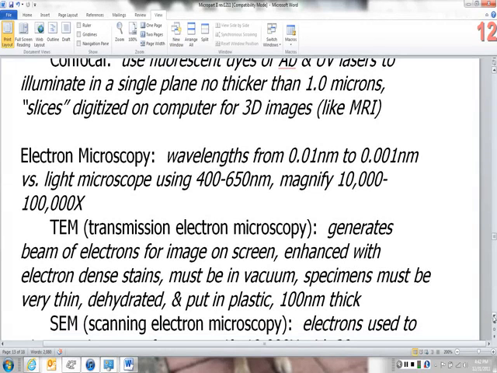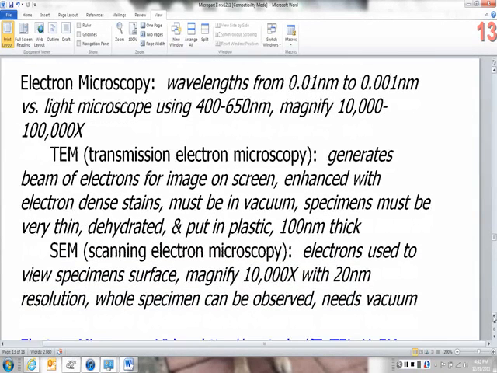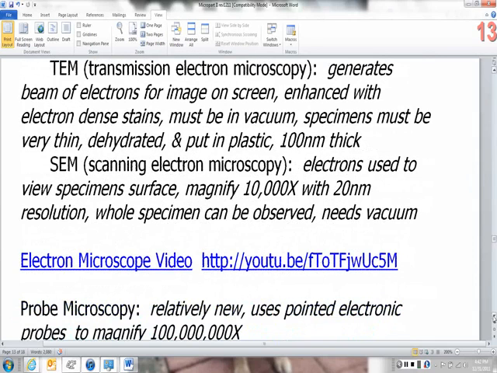Specimens must be specially prepared to be viewed by an electron microscope. They must be in a vacuum and sliced very thin, dehydrated, and put in plastic so the specimens are only 100 nanometers thick. SEM, or scanning electron microscopy, uses electrons to view the specimen surface. Objects are magnified up to 10,000 times with a 20 nanometer resolution. Again, the specimen must be in a vacuum, but the whole entire specimen can be observed.